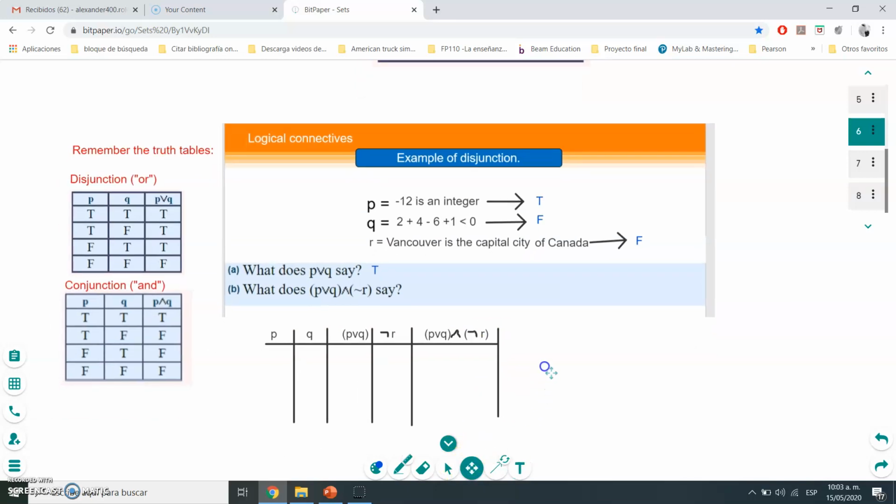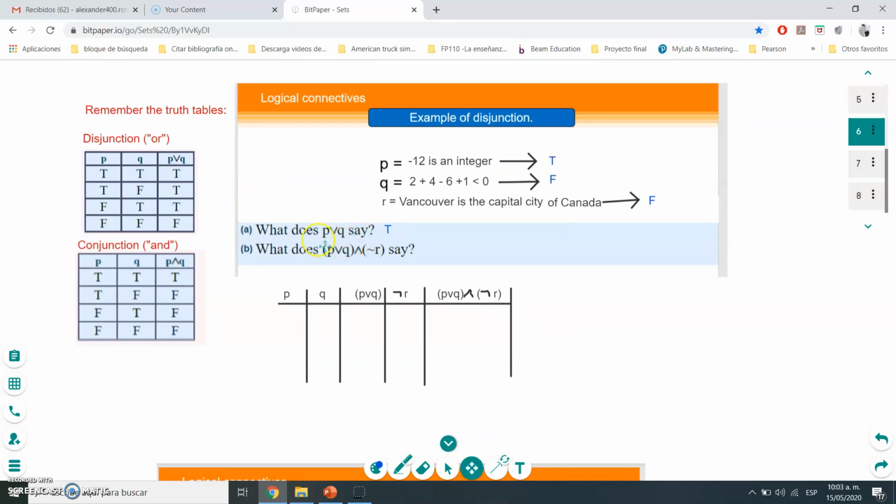Let's see. For the second example, we already have the truth value of P or Q, but we are going to use also the proposition R, and here we have the negation of R. So we already have the truth value of P or Q, but we also have a conjunction again. Can you see here? A new conjunction and the negation of R. Okay, so we are going to see how we can find out this whole truth value by using this table. Okay, so we will see that in the second video.